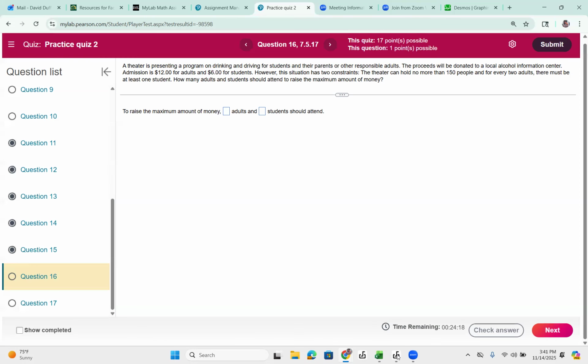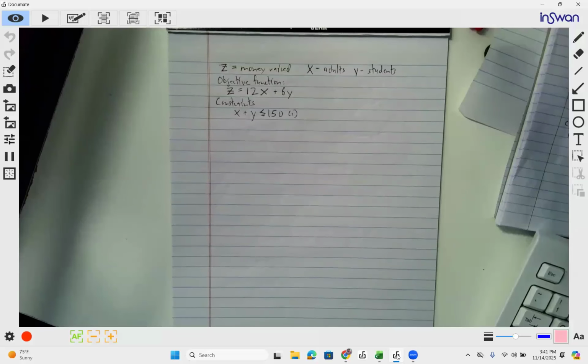Now, we have 2 constraints. The theater can hold no more than 150 people. All right, so what does that mean? That means X plus Y has to be less than or equal to 150, right? Right. So this is what I have written down.